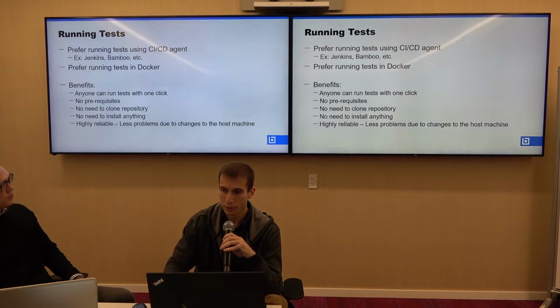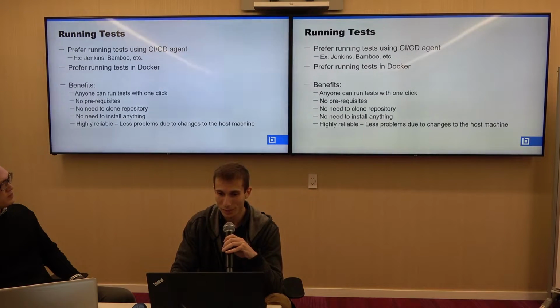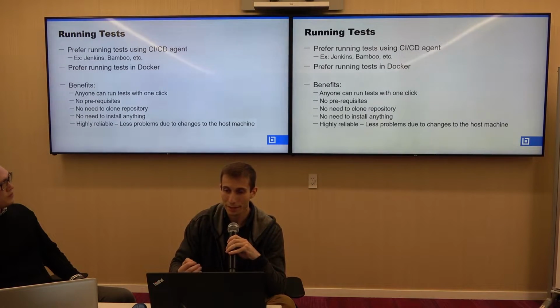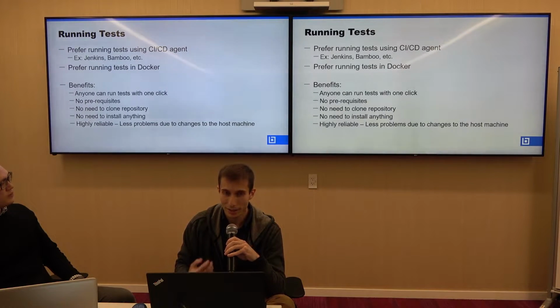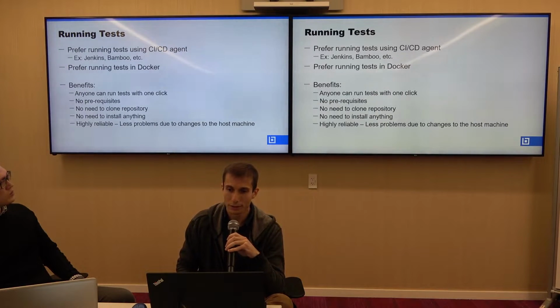And for running the tests, there's two suggestions that I would like any automation engineer to consider if they're not already doing. One would be to use a CI/CD agent, such as Jenkins, in order to run their automated test cases, as opposed to running them locally or something like that. And then also try to use Docker if possible.